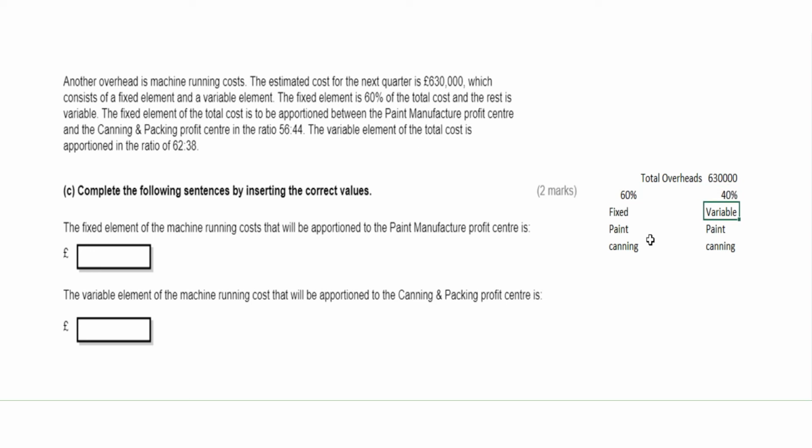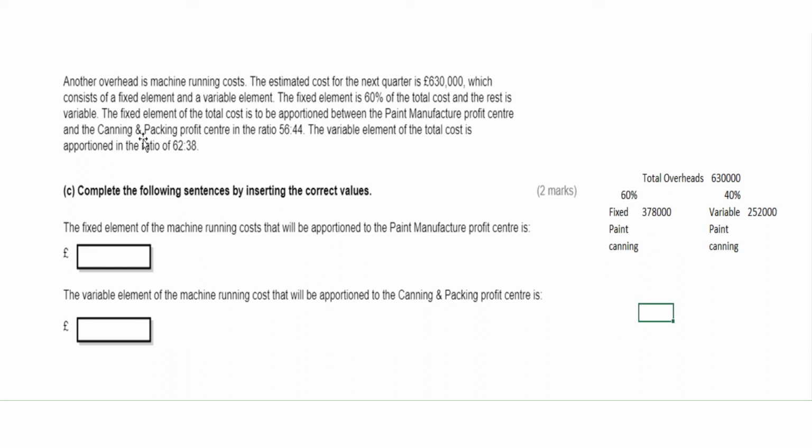So what we need to do is work out what fixed is. If we said 630,000 times by the 60%, you end up with 378,000. And if you did the 630,000 times by the 40%, you get 252,000. So now we have the fixed and the variable elements all worked out of the total overheads.